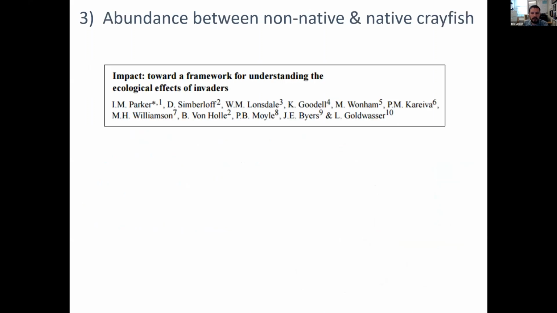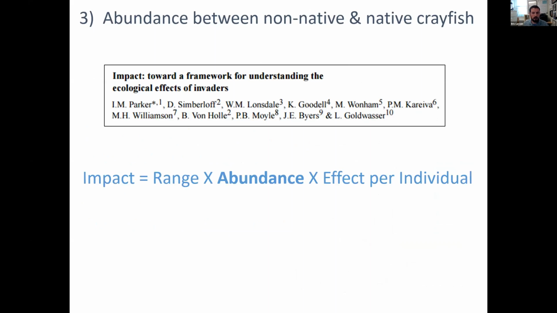Another thing that's really important when we think about impacts of invasive species: the two previous approaches, mesocosm experiments or stable isotopes, may be looking at per capita effects, individual effects of individual organisms. We have a number of ways of thinking about impacts of invasive species.